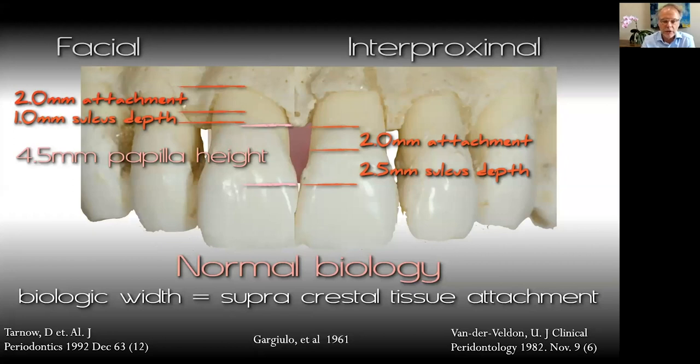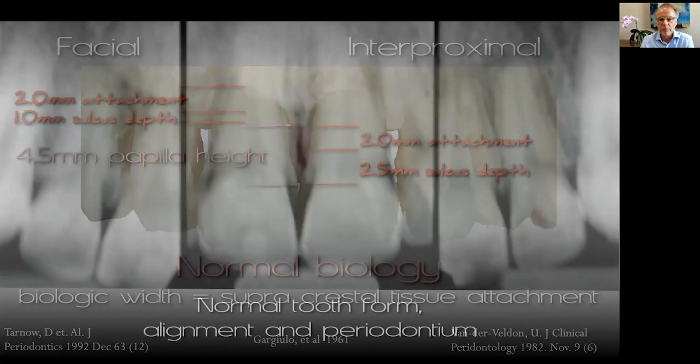If you look at Tarnow's work, he said if the interdental contact is 5 millimeters from bone, the soft tissue will fill in. If you look at Van der Velden's work, early 80s, in surgical healing and regeneration of tissue, even if you cut off all of the tissue, you get approximately 2 millimeters of attachment, and his research showed 2.3 millimeters of sulcus depth interdentally. So I think knowing the average biology and norm is really important.